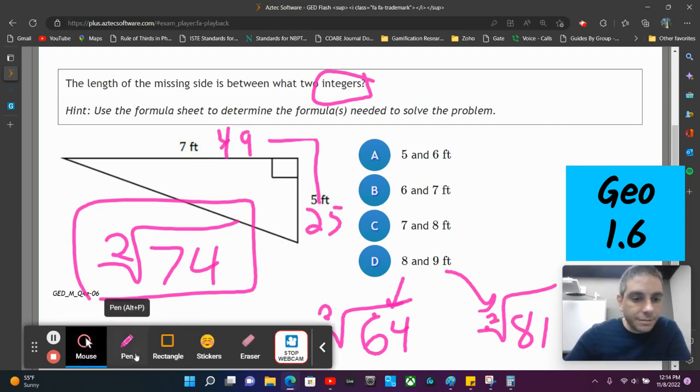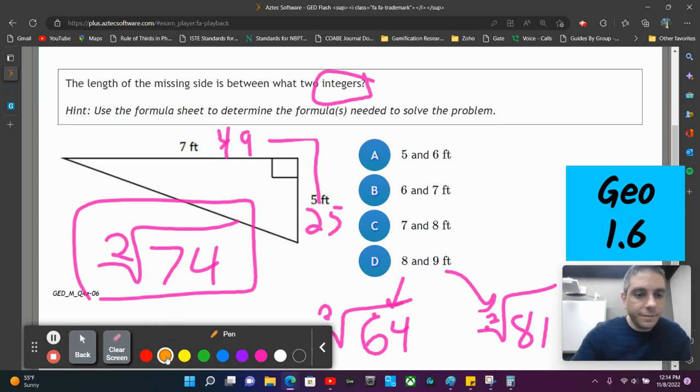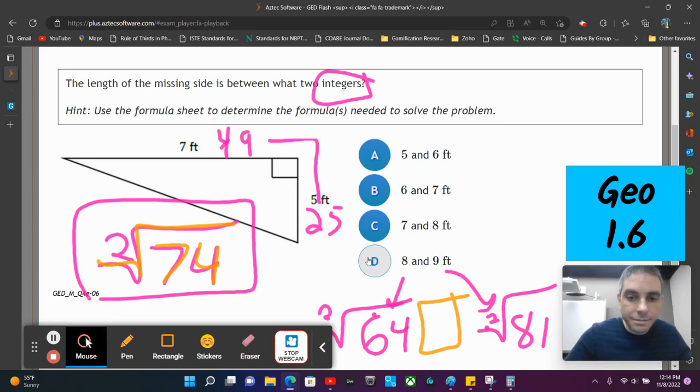Now check this out. The square root of 74, does that fit in between these two? Yes, it does, because the number 74 is in between 64 and 81. So that means our answer is D.